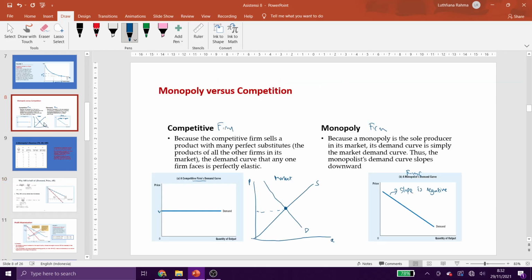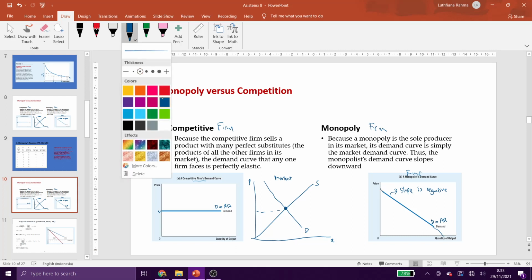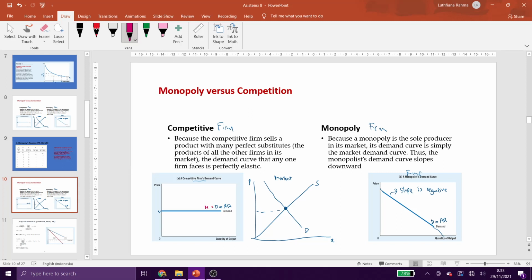If you see here, the competitive firm has the demand here and the average revenue here. Meanwhile, for the monopolist firm, the demand and the average revenue is here. And if we extend the curve, we will get an extension here, like that. And do you remember that in the competitive firm's demand curve, the marginal revenue is here? Meanwhile, for the monopolist firm, the marginal revenue is here.